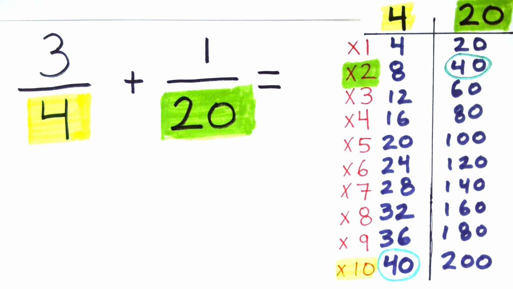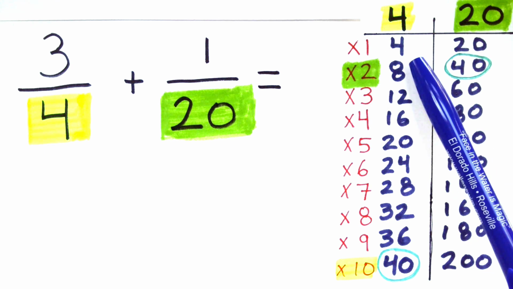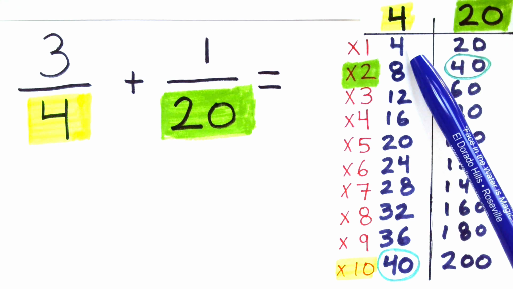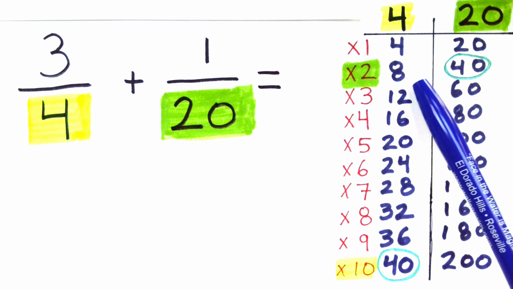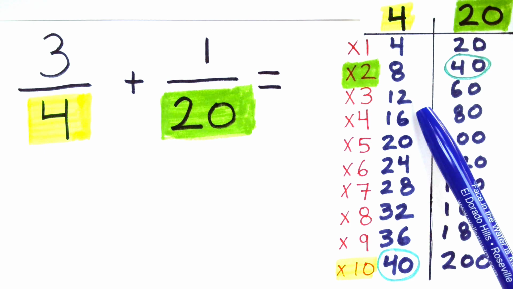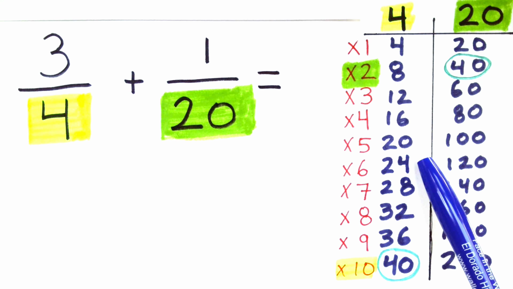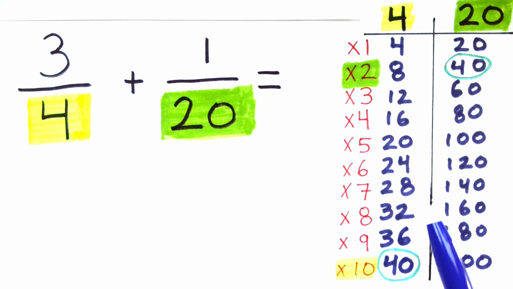Okay, so in completing the product chart, you can see you have 4 times 1 is 4. And from there on, every time you add 4 to that product, you'll get the next multiplication. So 4 times 2 would be 8. You add 4 to 8, you get 12. That's 4 times 3. 12 plus 4 is 16. That's 4 times 4. 16 plus 4 is 20. That's 4 times 5. 4 times 6 is 24. 4 times 7 is 28. 4 times 8 is 32. 4 times 9 is 36. And 4 times 10 is 40.